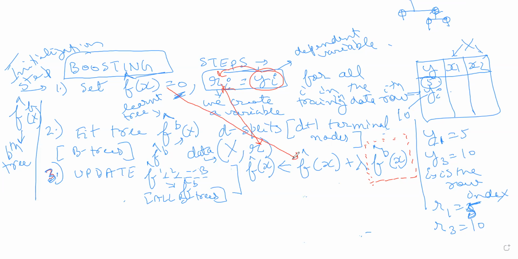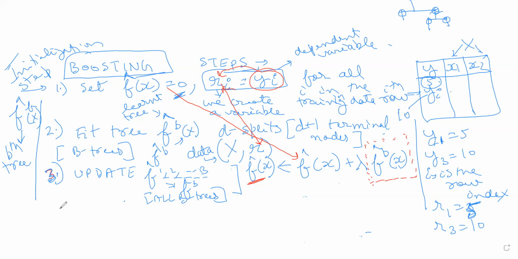And update the new value of fx. In the first iteration, the fx was initialized to 0. Once you fit the first decision tree, say the bth decision tree, it updated the initialized value of fx. Now the updated value of fx is lambda times the first decision tree value. Fair enough. So this fx is updated.